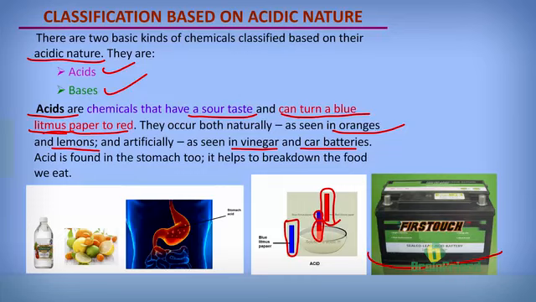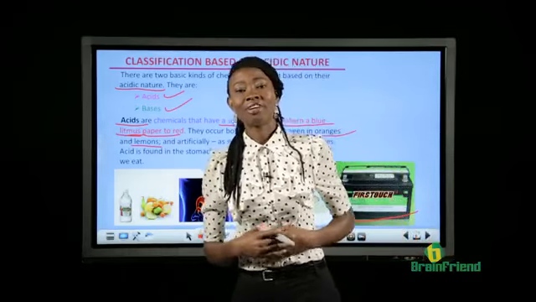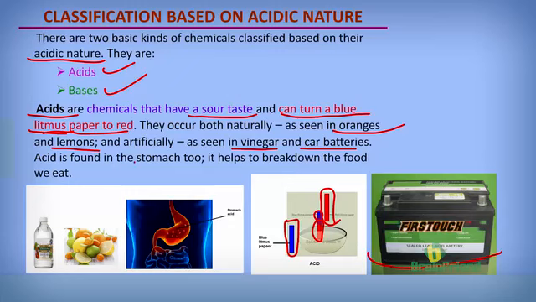There are other types of artificial acids in the laboratory. Even in our bodies, we have acid. An example is the digestive acid that is found in our stomach. Digestive acid, sometimes we call it digestive juice. It is an acid. What does it do? It helps to break down the food we eat. So digestive acid is a chemical. It is found in our body.